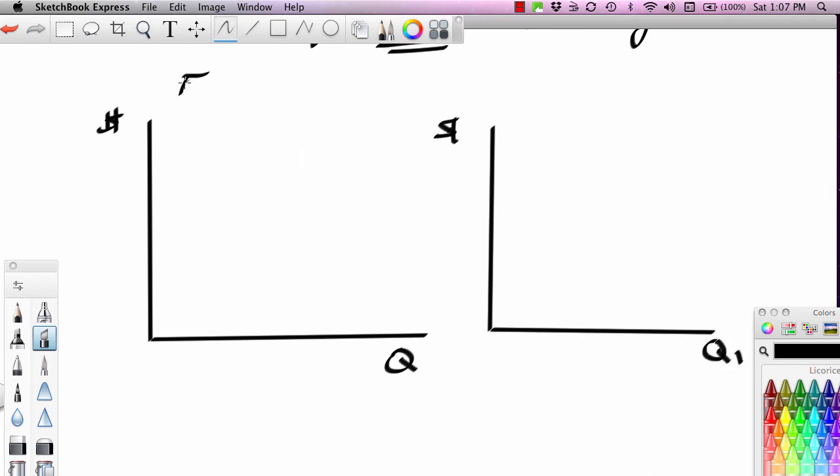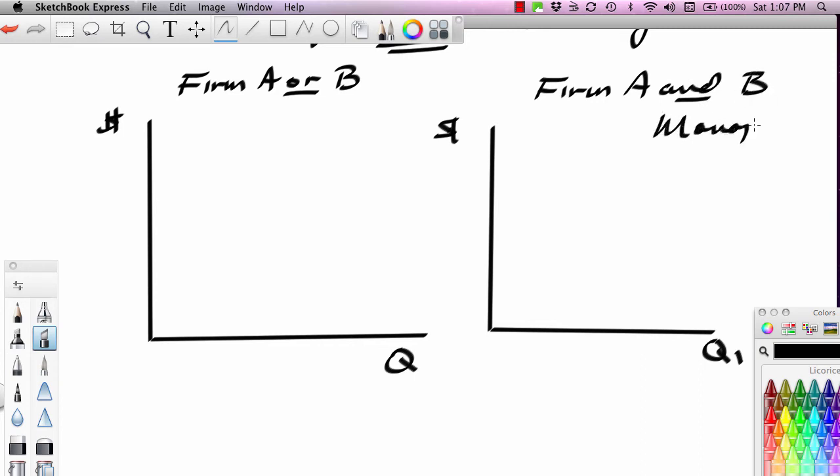This is going to be firm A or B. This is going to be firm A and B. So this is basically a cartel or a monopoly. Now, these two firms are behaving like a monopoly. Okay, let's put our reference line across. And I'm going to go ahead and dot across our reference line here.